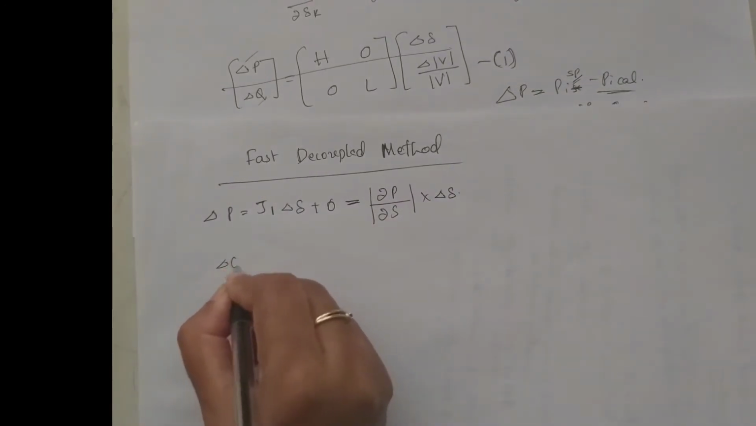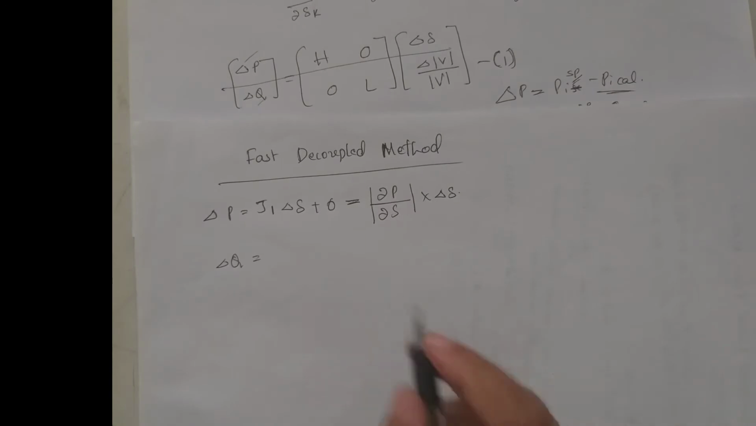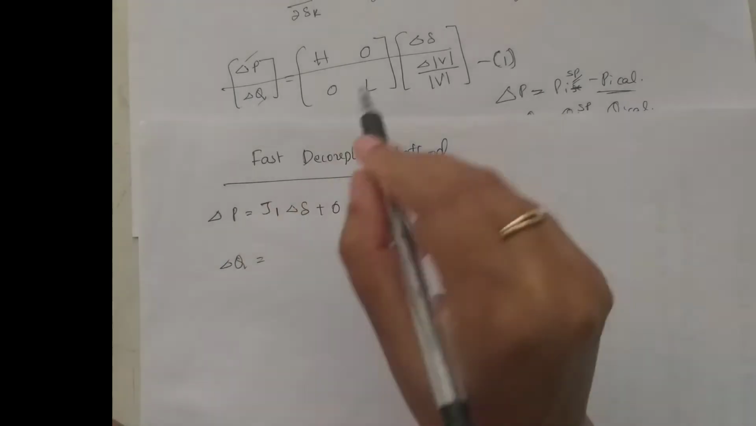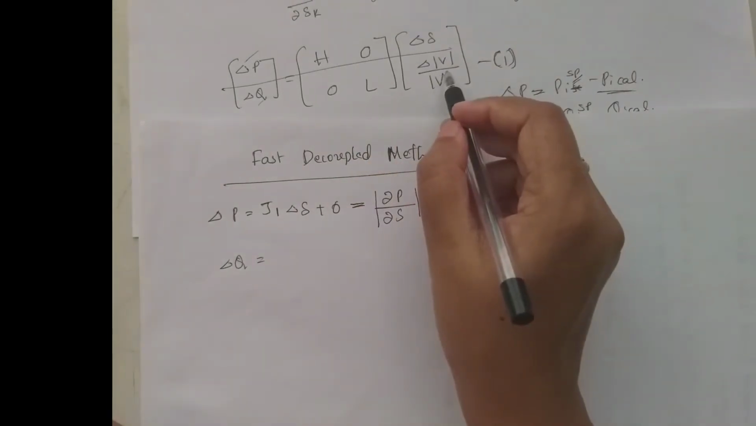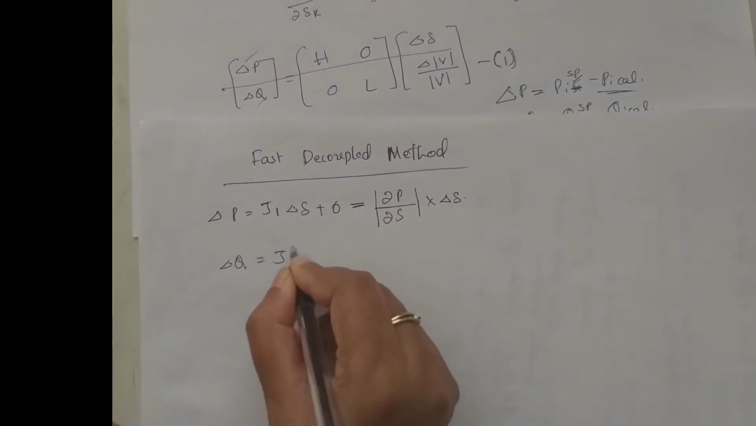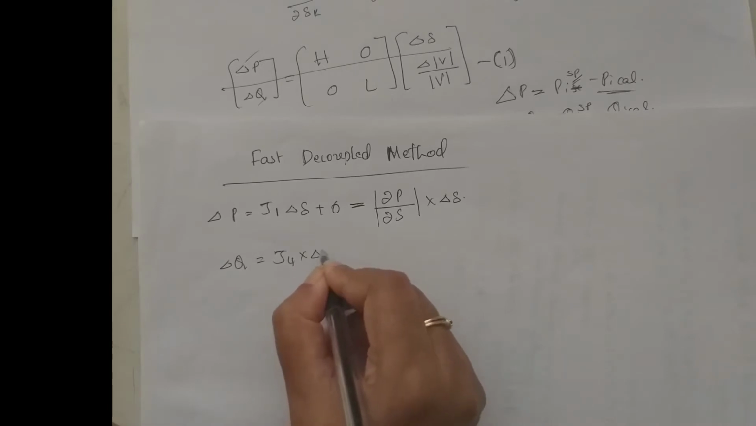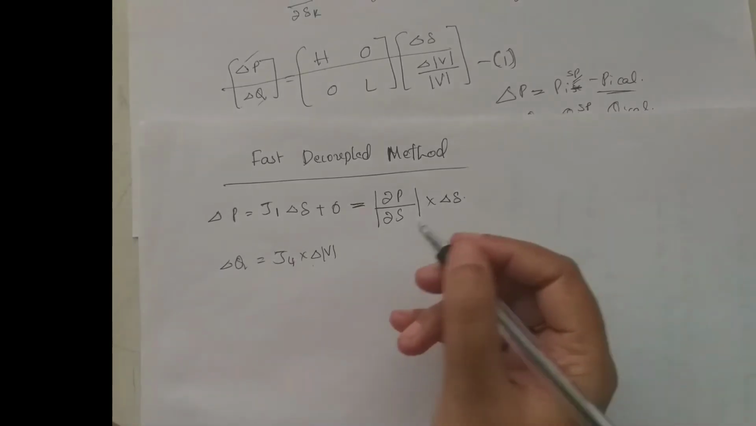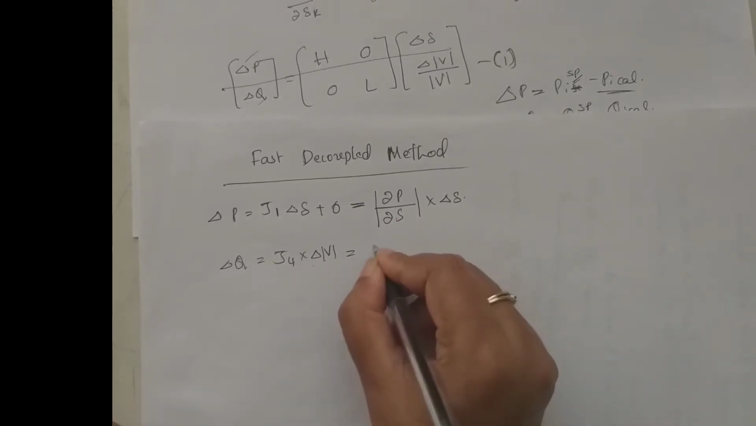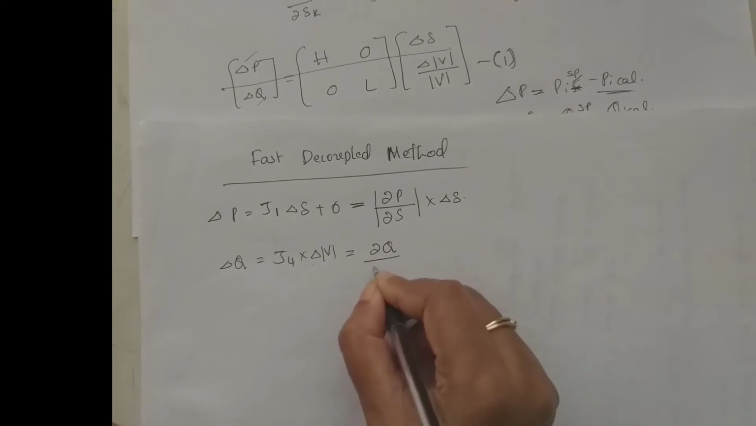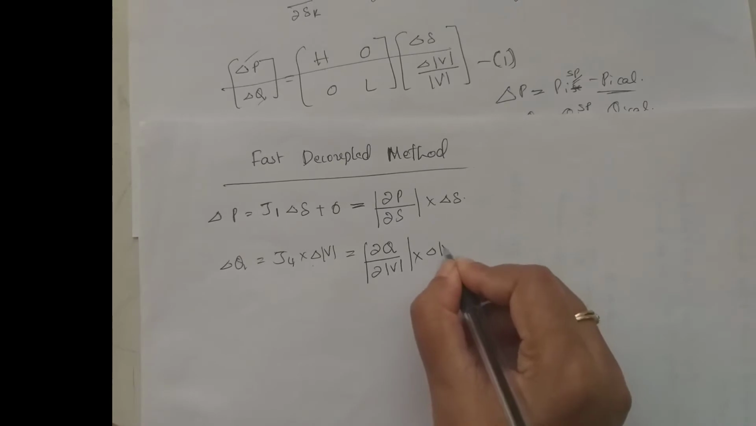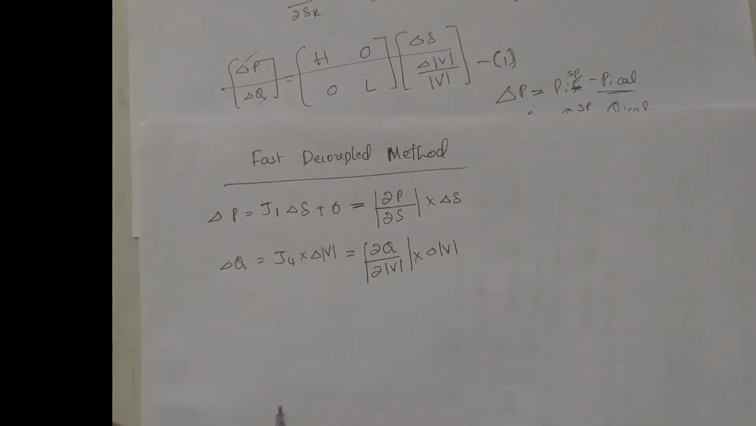Next, take delta Q separately. Delta Q is equal to 0 into delta delta, which becomes 0, plus L into delta V. So it becomes L into delta V, or J4 into delta V. Let me take only delta V first. J4 is the partial differentiation of Q with respect to V, so only magnitude we are taking into delta V.